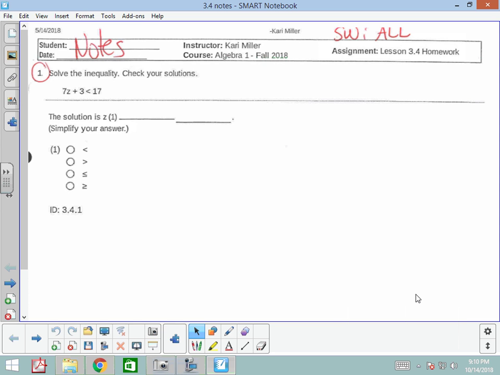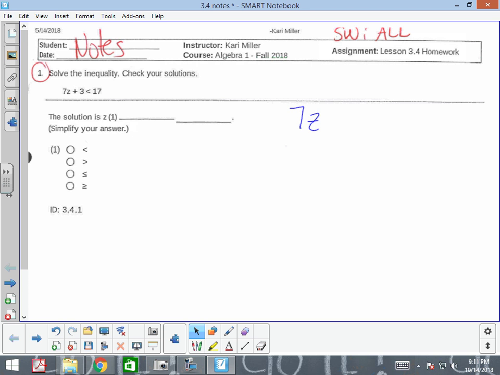This is 3.4 notes. In this particular video, we're looking at solving multiple step equations. I didn't really have a sheet for you to do that because we've already kind of done that when we did equations. So I'm just going to do some of these examples for you. Again, you do need to show your work on all the problems.